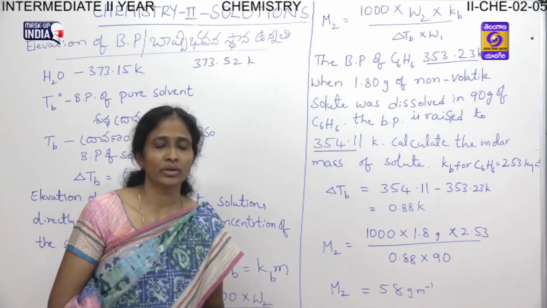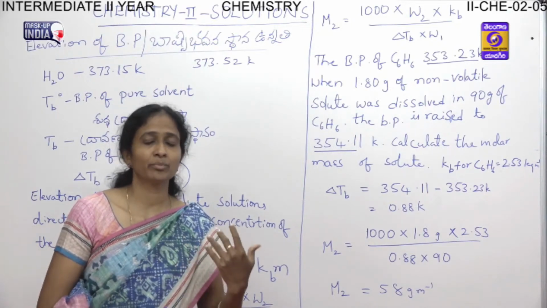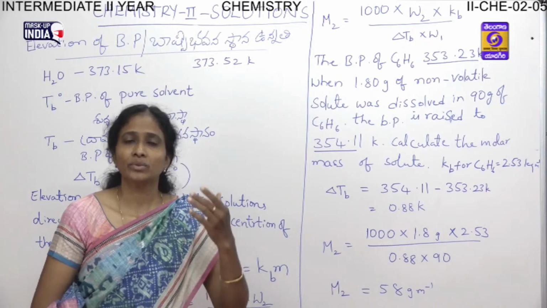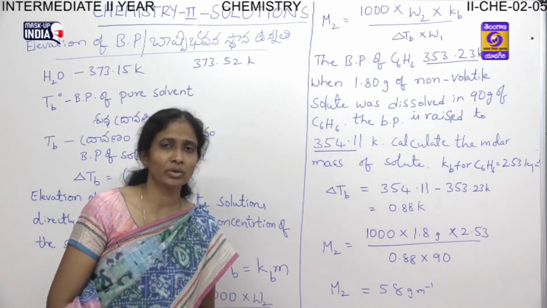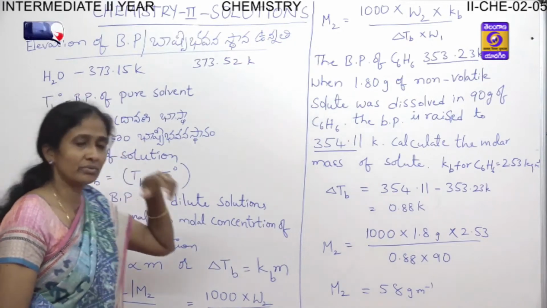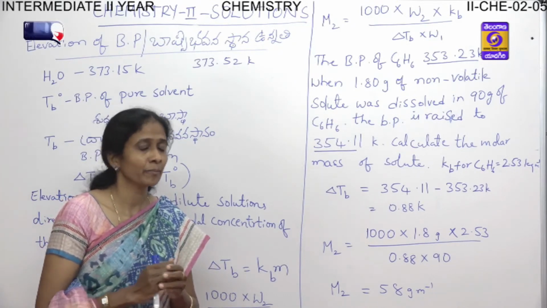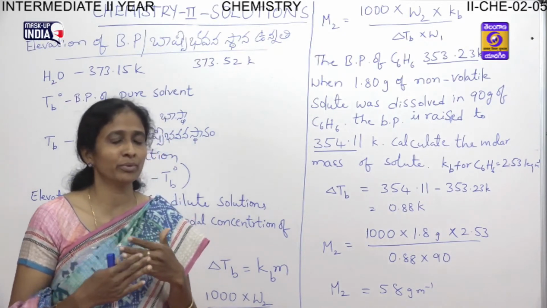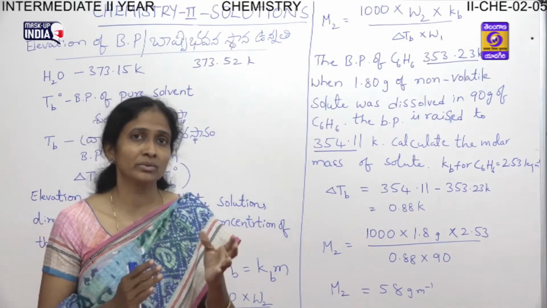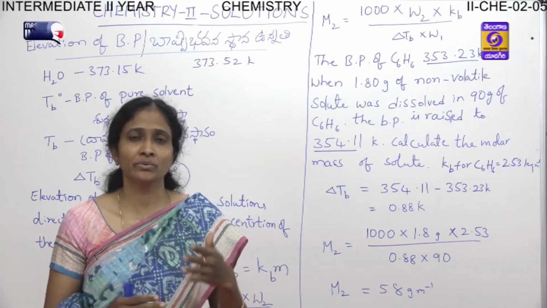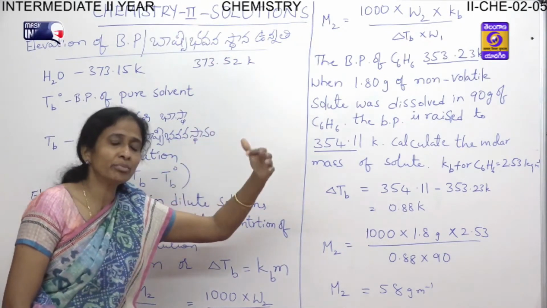For example, in water, if we add some sucrose or sugar, the boiling point increases. What is the boiling point of water? It is 100 degrees centigrade. In Kelvin, the boiling point of water is 373.15 Kelvin. When we add sucrose, it changes to 373.52 Kelvin. That means the boiling point has increased.